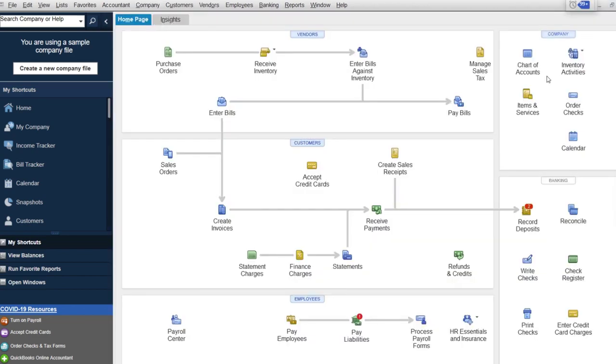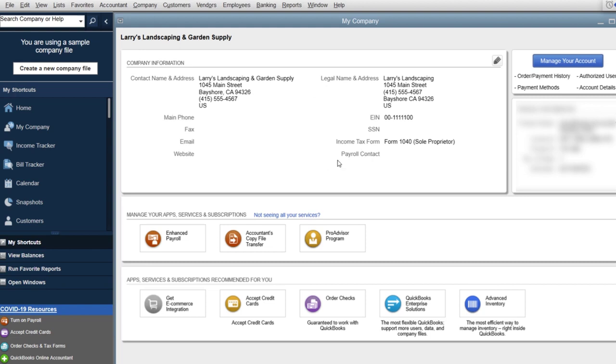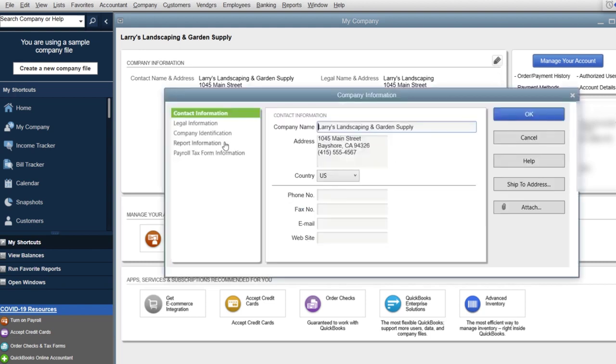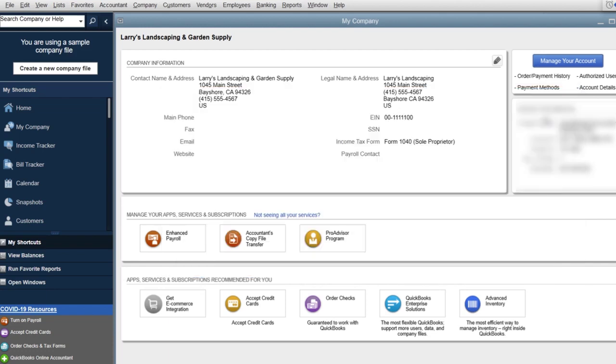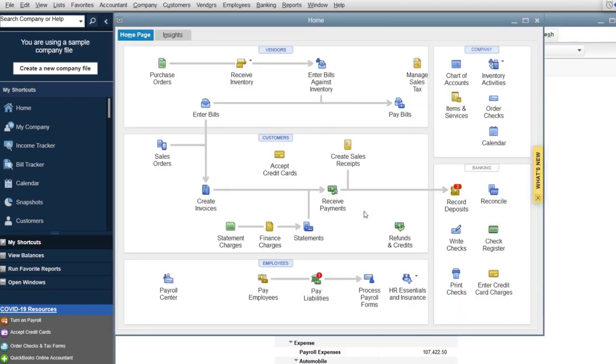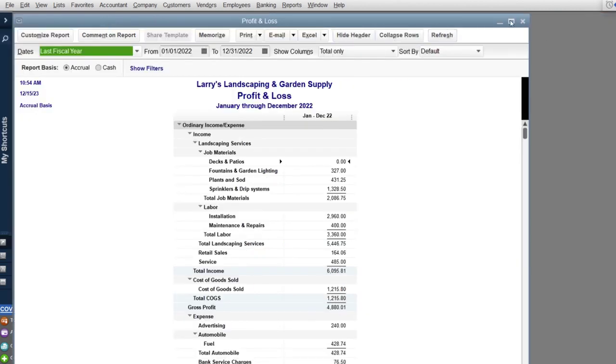Hold on, I want to change one setting quick. Under company preferences, you can choose what time frame you are using, whether you're a fiscal business or calendar. To keep this simple, I'm going to make them both the same, because the other way the report wasn't showing. This is a sample file. Okay, we'll make this a little easier to read.